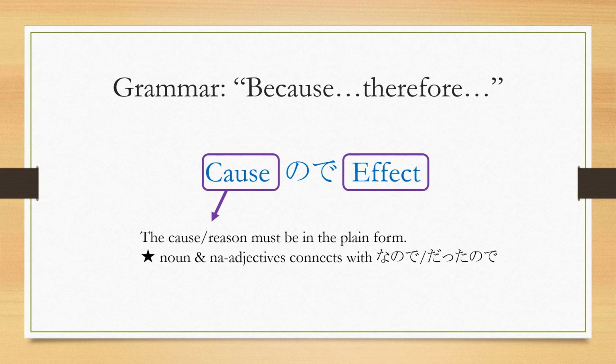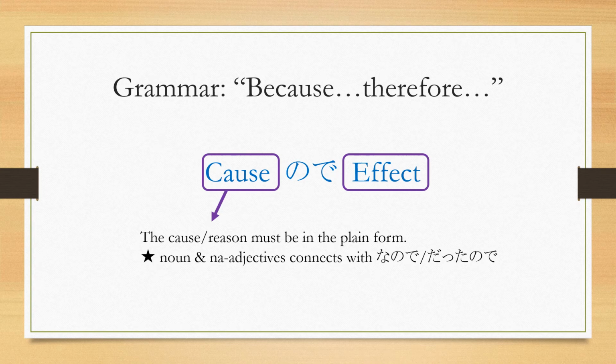With adjectives and verbs, the plain form is the same rule as any other time you conjugate into the plain form. But in the present tense, it is only when you're dealing with a sentence that ends with a noun or a na-adjective that something is slightly different. We know the noun and na-adjective in the present tense plain form ends with da.